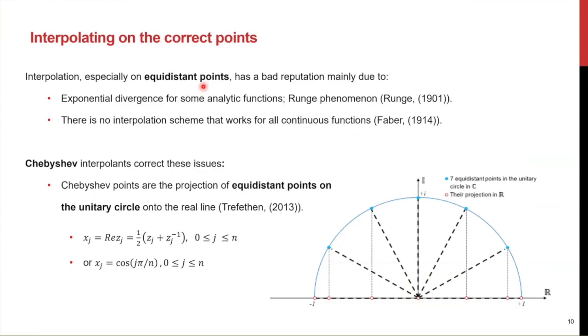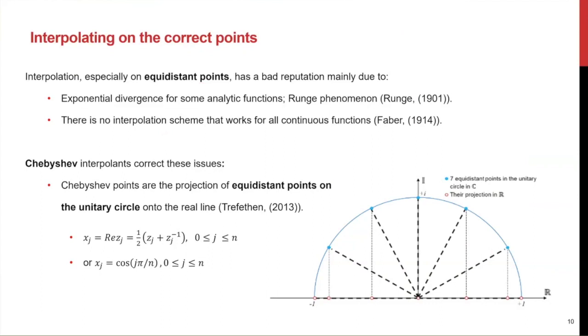Around the same time, Faber proved that for the class of continuous functions, there's no interpolation scheme that works for them, generically speaking. So on the face of it, polynomial interpolation doesn't work that well. But something that has often been missed is that if you restrict, change, or impose two conditions, then the picture completely changes. One of them is that the grid points always have to be distributed according to Chebyshev points.